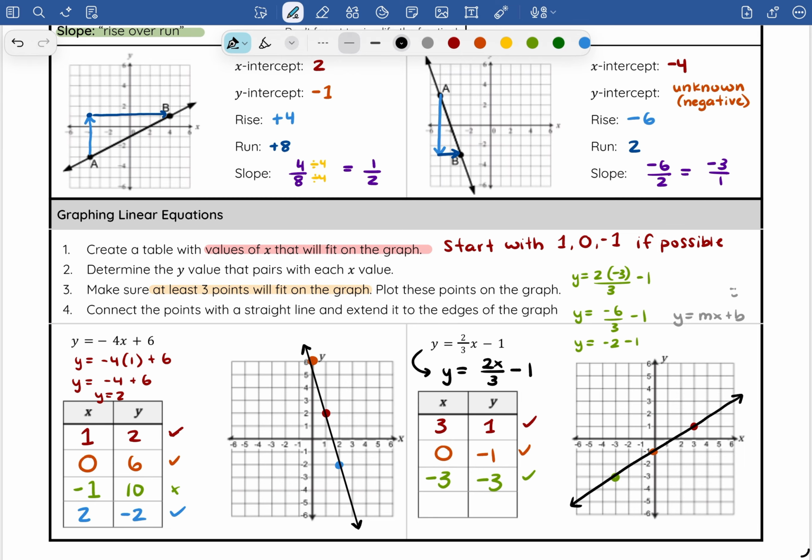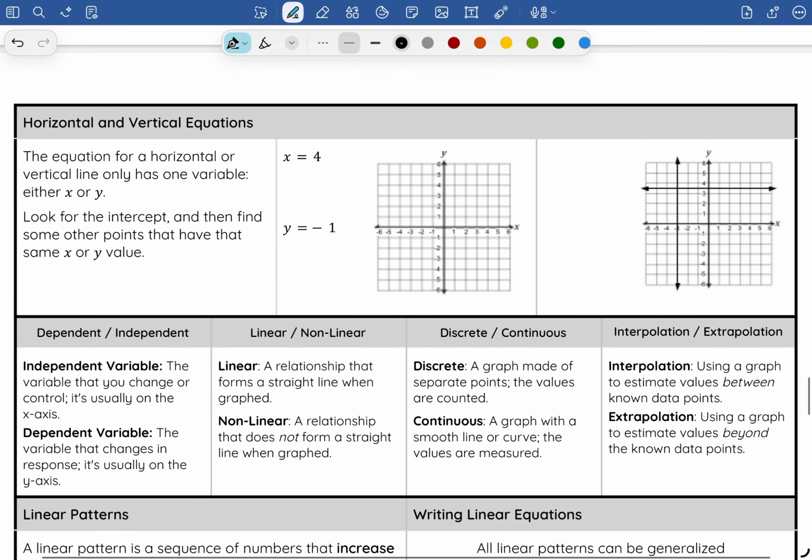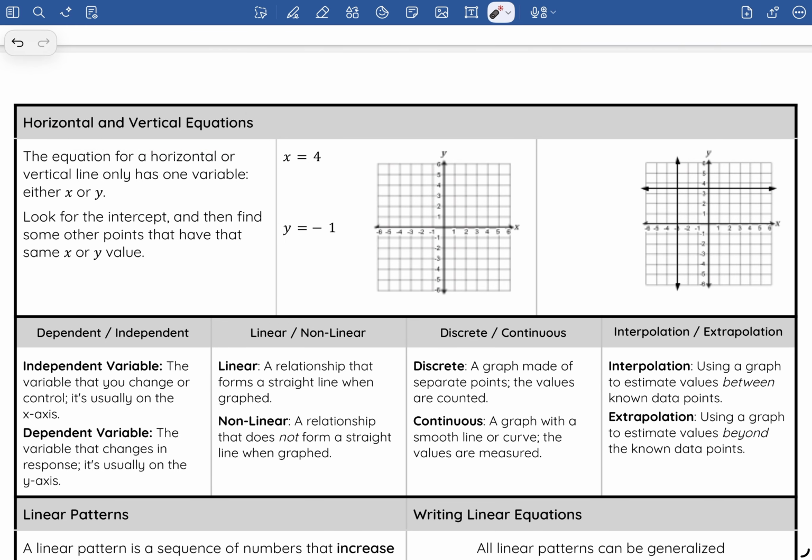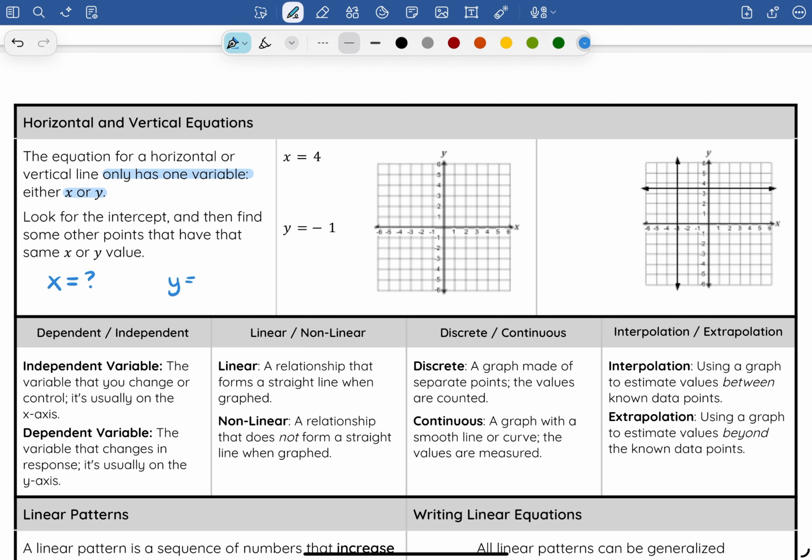Okay, flipping it over, what we're looking at is horizontal and vertical equations. These ones are going to be kind of the easiest ones to graph. They're always just a straight line, either up and down or side to side. And the thing about these is when you look at the equation itself, they only have one variable. So either x or y. So what we're looking at is it'll either say x equals a number, or it'll say y equals a number.